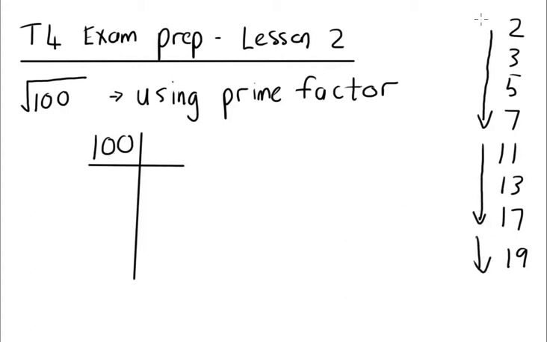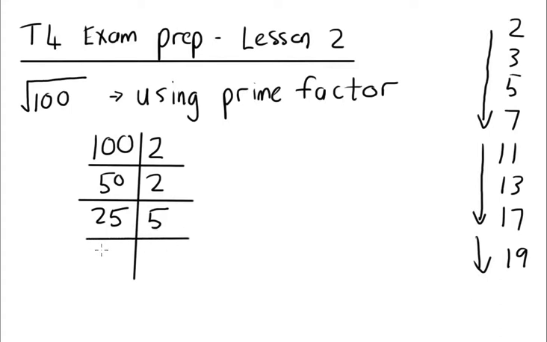We can see 100. 2 is a factor of 100, so 100 divided by 2 gives us 50. 50 we can divide by 2, that will give us 25. But 25 we can't divide by 2 or 3, so we can go 25 divided by 5, and 25 divided by 5 equals 5. And then 5 divided by 5 is equal to 1. And that's what we want to get to. We want to get to 1.